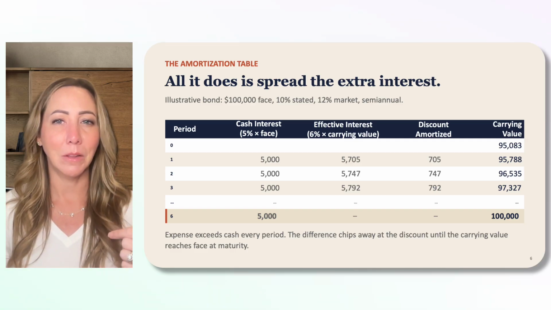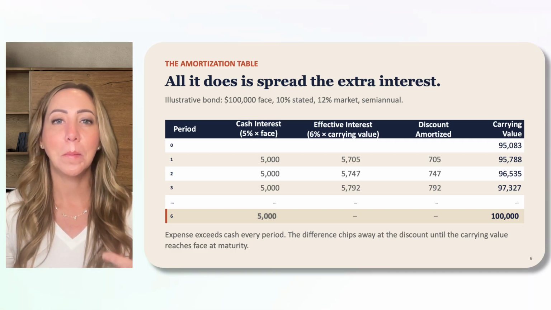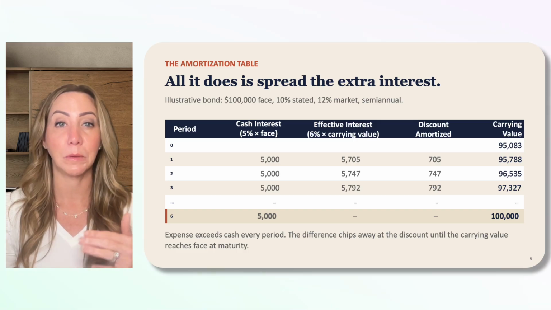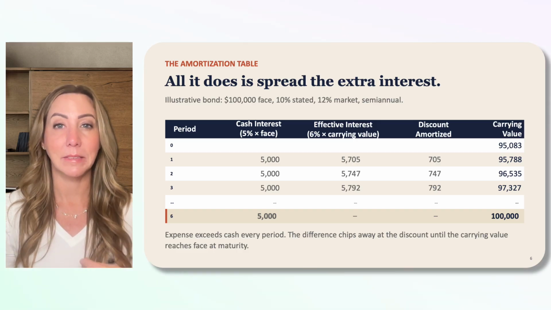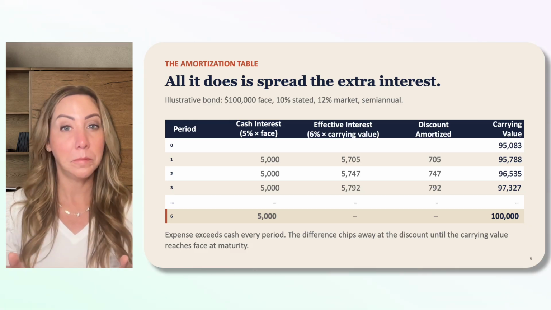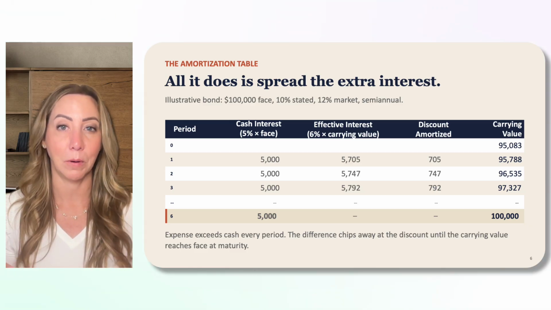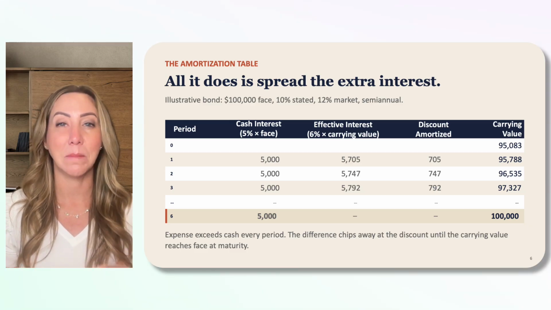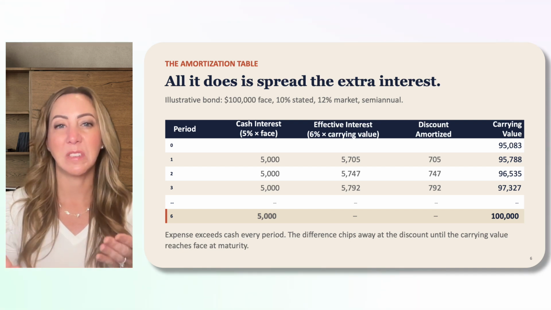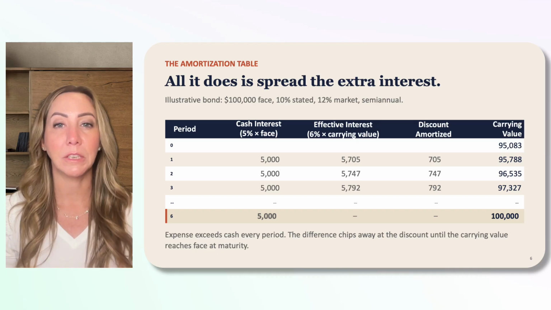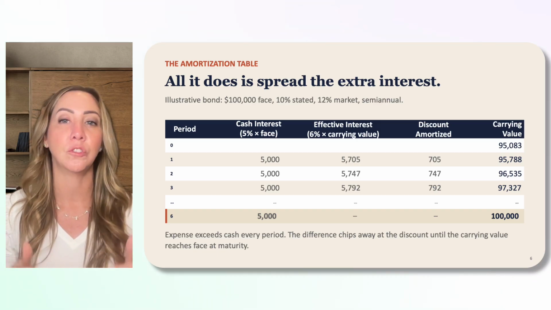The first column is the cash interest payment. Remember, this is the stated rate that we contractually agreed to. Notice that it's the same every period. The second column is the effective interest, what we should be paying based on what they actually borrowed, the discounted price, and the market rate of interest. The third column is the difference between the two, about $700 here, and that's the extra interest that we're going to include in this period's journal entry.